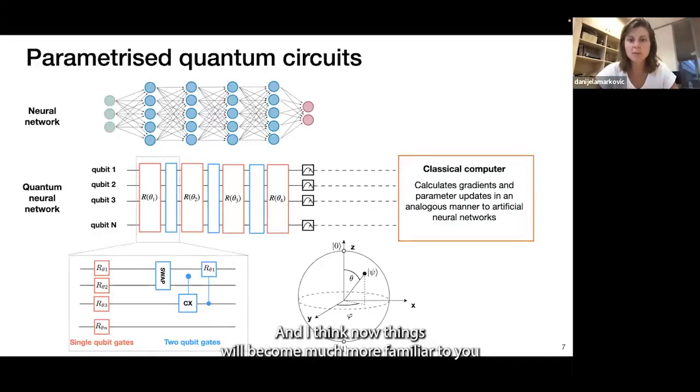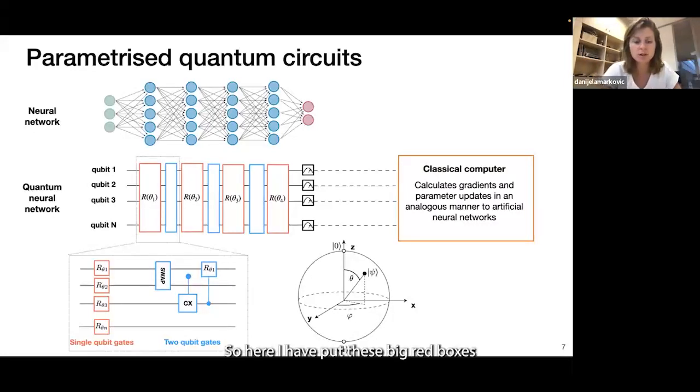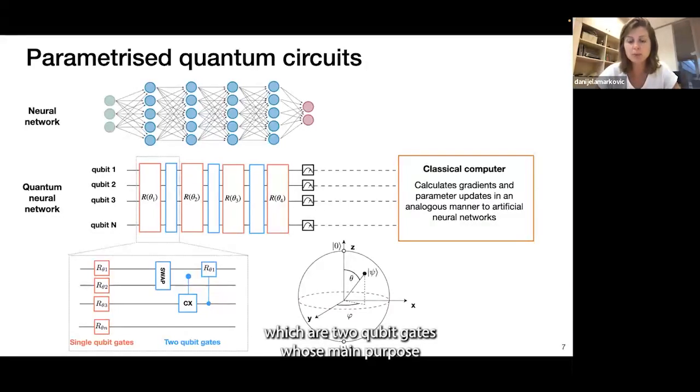I think now things will become much more familiar to you, because you will recognize a lot of things from neural networks, because they were actually inspired by them. The way it works is that you put layers of gates. Here I have put these big red boxes for a layer of single qubit gates that are parametrized by some angle. Then there is a blue big box, which are 2 qubit gates whose main purpose is to entangle qubits between them. After this block of one red and one blue box, we now have both superposition and entanglement in our system. Then we can do layers of that. You see that resembles a lot the structure of a neural network.